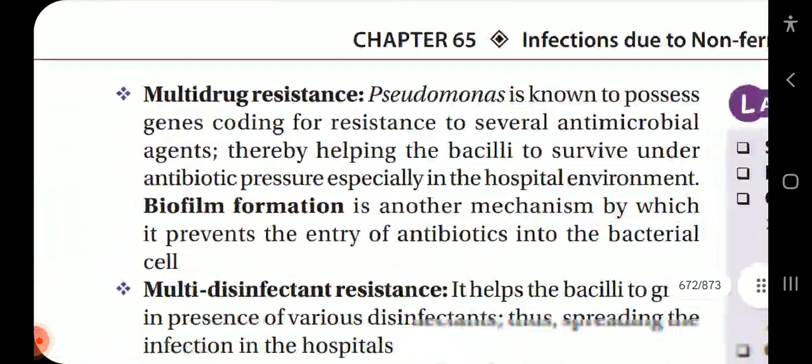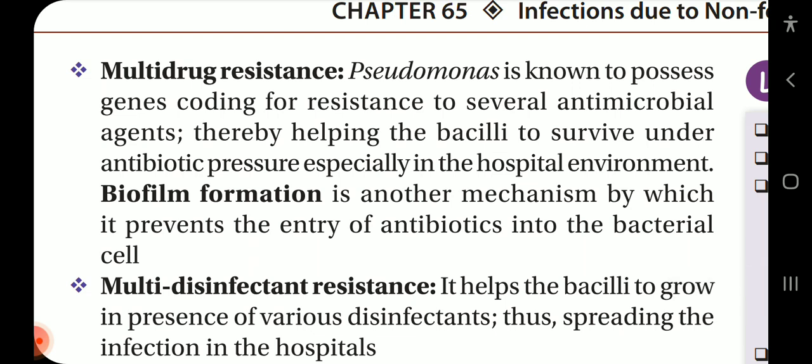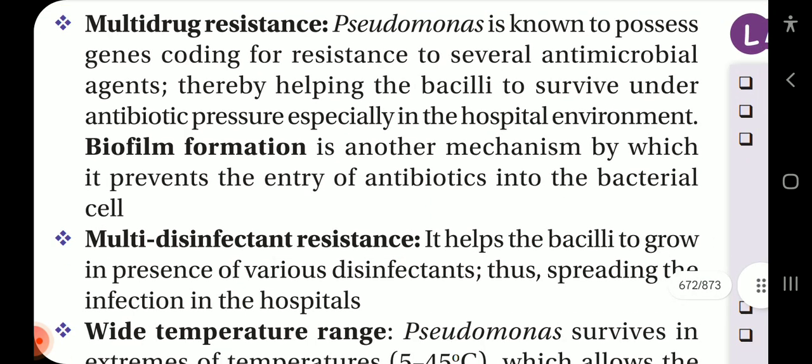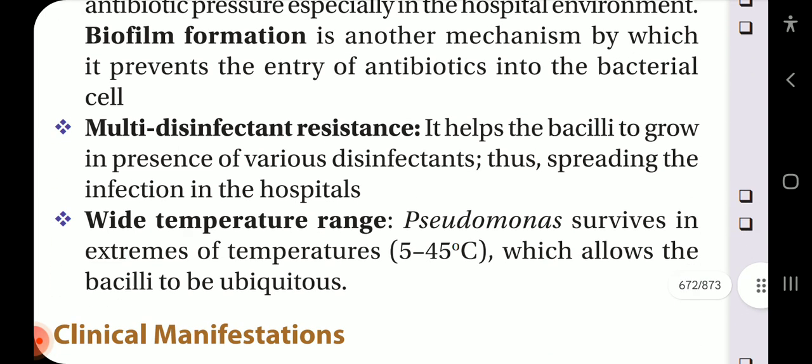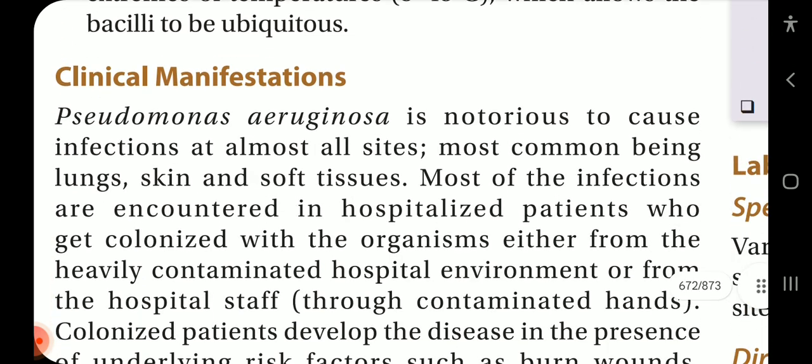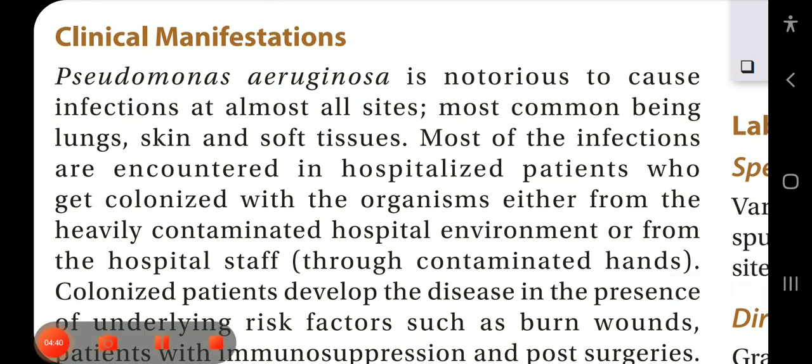Now coming on to the multidrug resistance of Pseudomonas. Pseudomonas is known to possess genes coding for resistance to several antimicrobial agents, thereby helping the bacilli to survive under antibiotic pressure, especially in the hospital environment. Biofilm formation is another mechanism by which it prevents the entry of antibiotics into the bacterial cell. Multi-disinfectant resistance helps the bacilli to grow in the presence of various disinfectants, thus spreading the infection in hospitals. Wide temperature range: Pseudomonas survives in extremes of temperature, 5 to 45 degrees Celsius, which allows the bacilli to be ubiquitous.